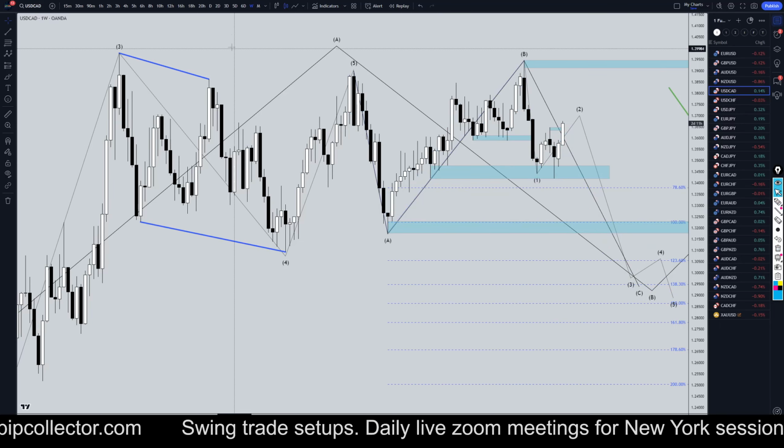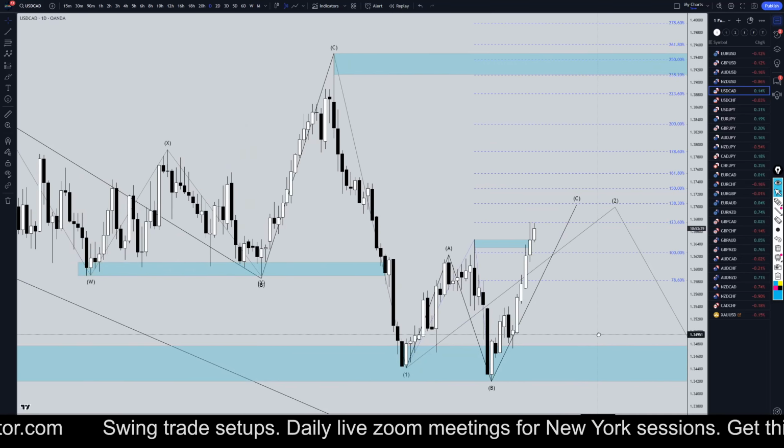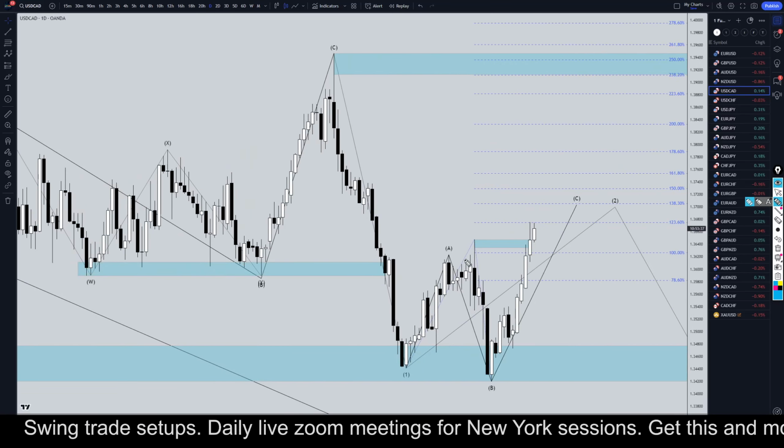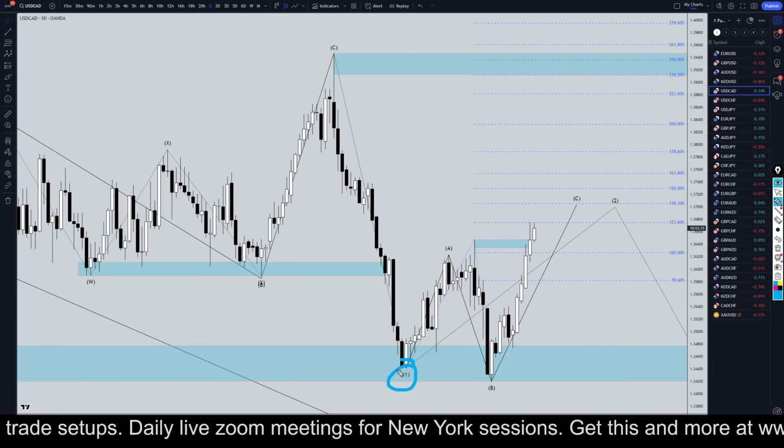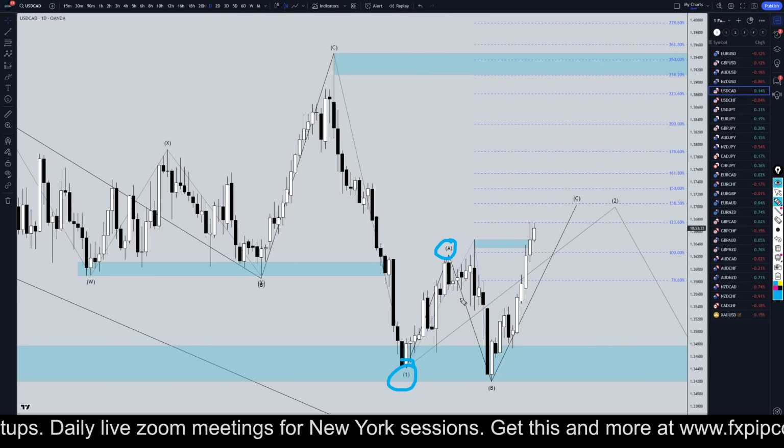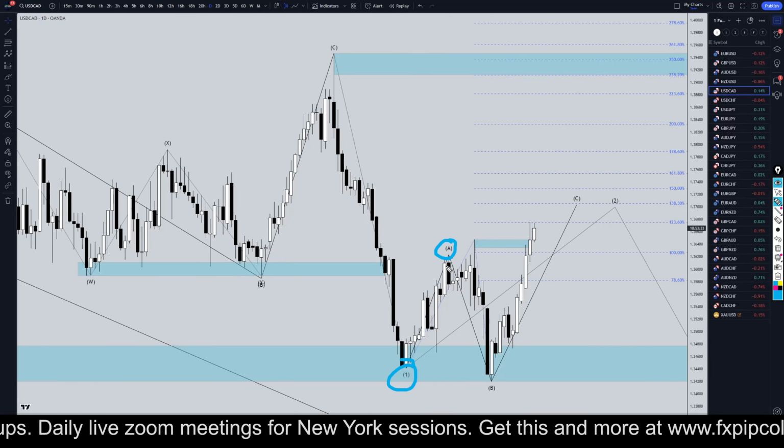So let's take a look at it on the daily time frame. On the daily time frame, definitely a very strong move to the upside, but I think the wave 1 ends here. I think this is an A of 2. I think this is 3 waves down for a B of 2.